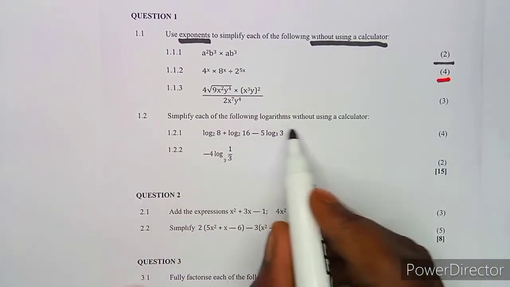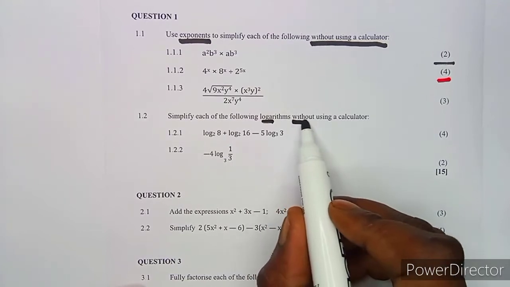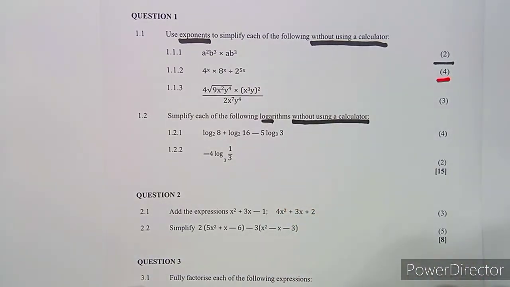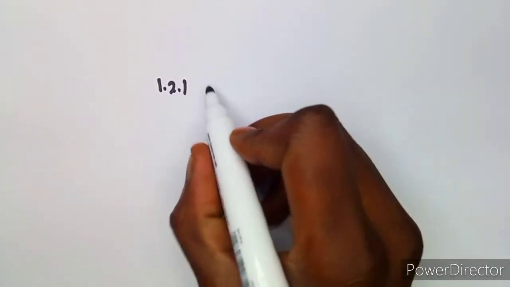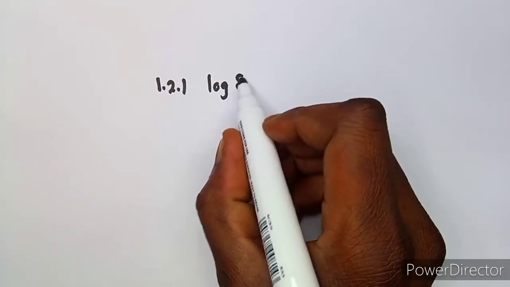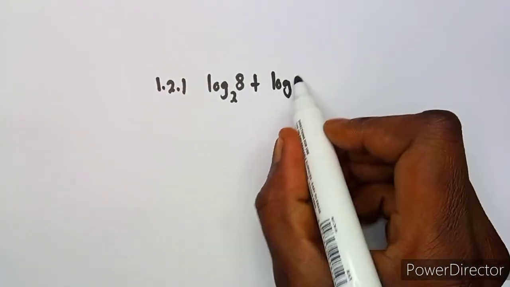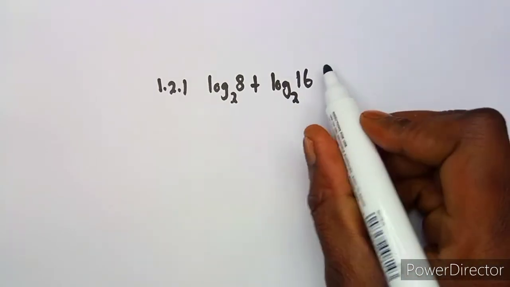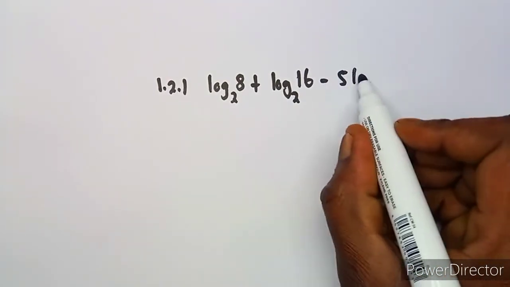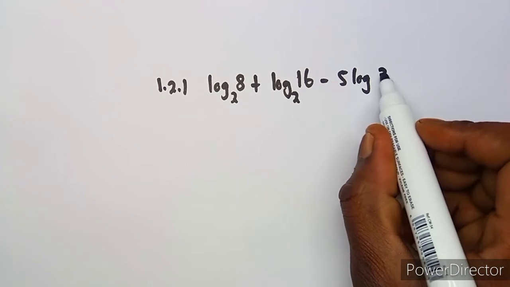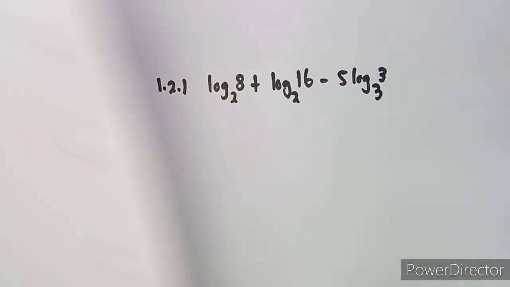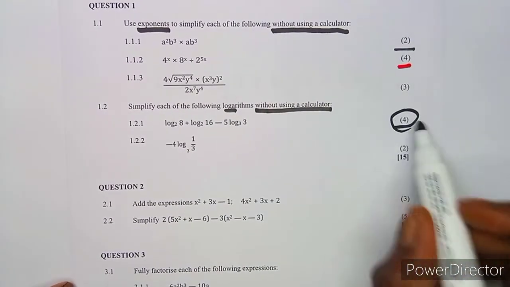All right, then the other question is: simplify each of the following logarithms without using a calculator. Again, without a calculator. So we have 1.21, which is log 8 in base 2, plus log 16 in base 2, minus 5 log 3 in base 3, and you've got 4 marks for that. To just simplify this, guys, 4 marks.